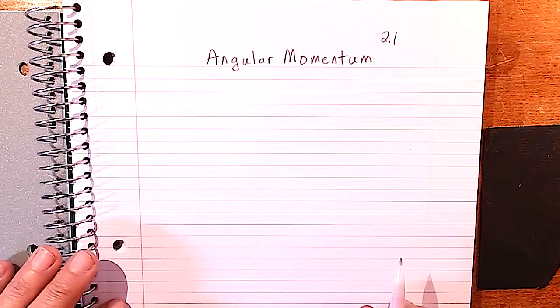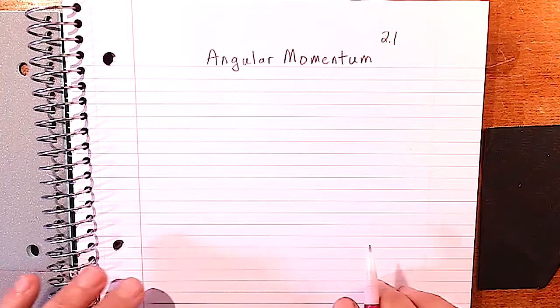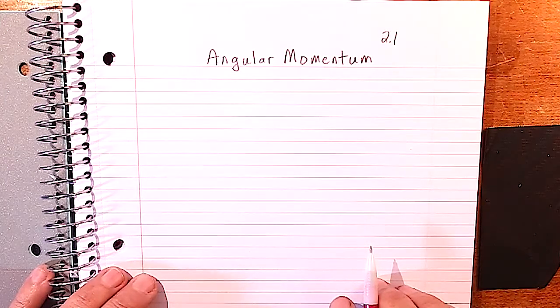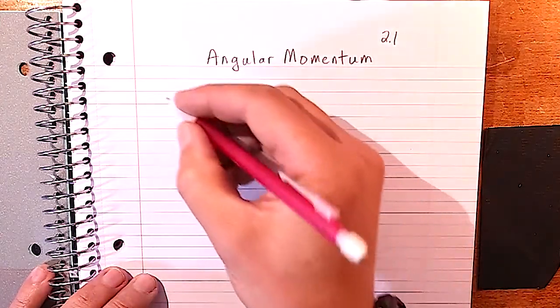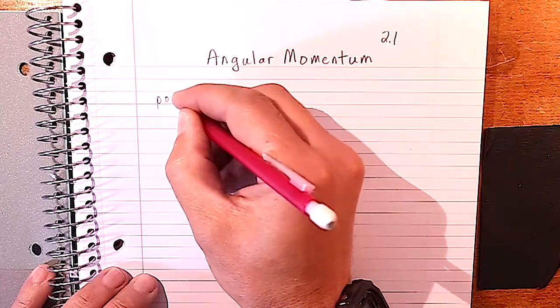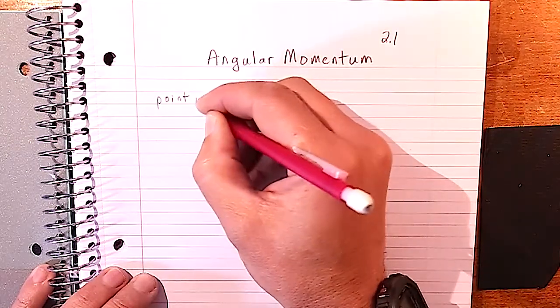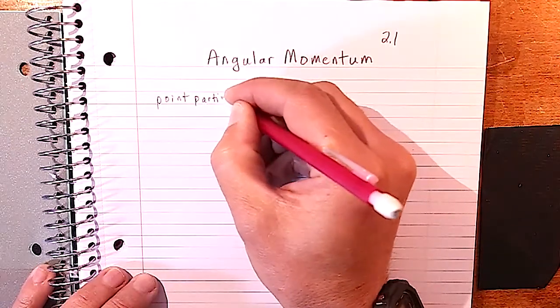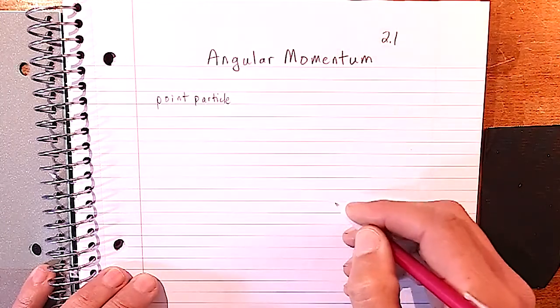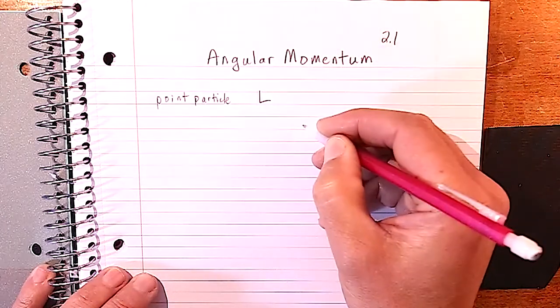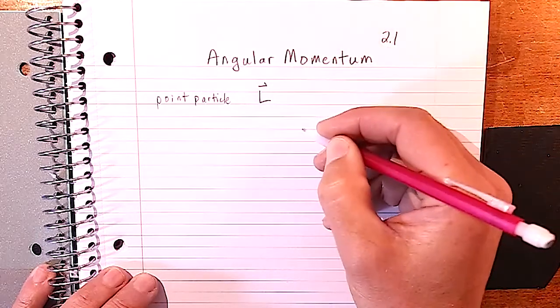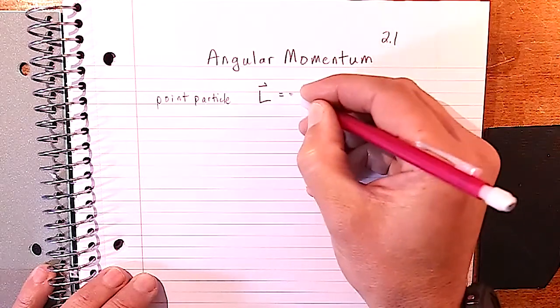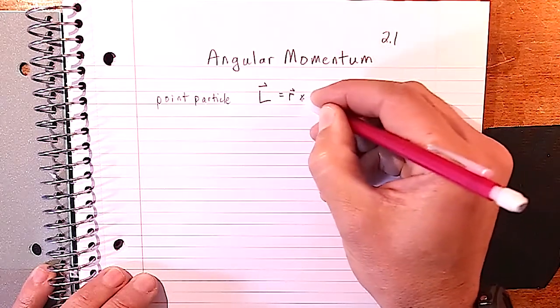Okay, so what is angular momentum? I did introduce this concept in the torque unit, but let's start over from scratch and get into it in detail. We'll start with the angular momentum of a point particle, which is the letter L, and it's a vector, and that's equal to r cross p.